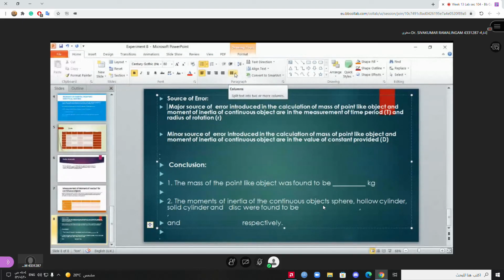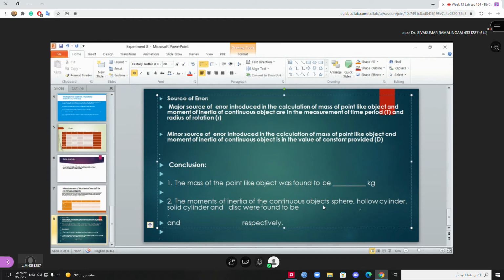The minor source of error introduced in the calculation of mass of the point-like object and the moment of inertia of the continuous object is in the value of the constant provided. The value of d is given. That may be a different value because it has been used since a very long time, and that could be the minor source.